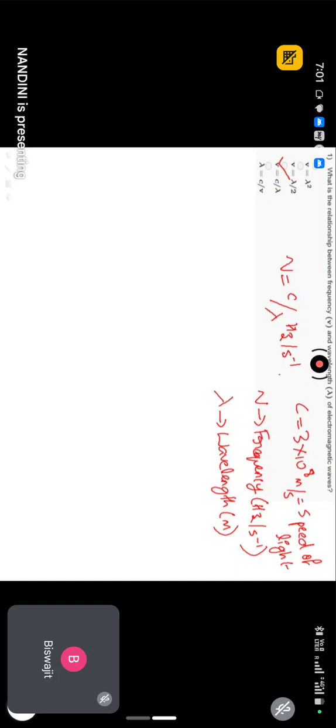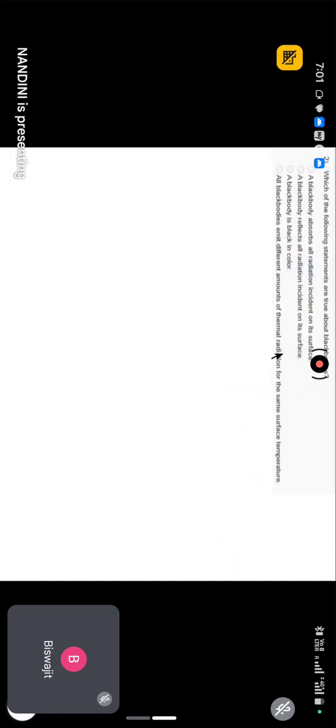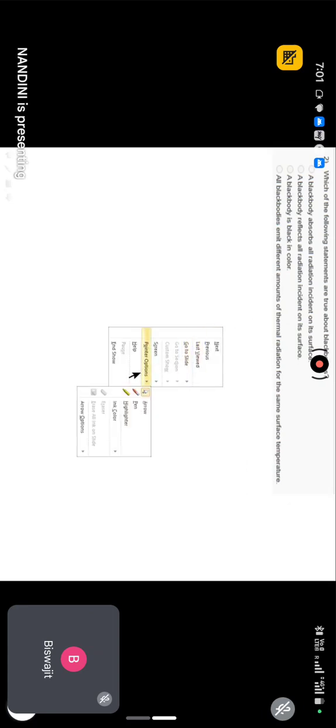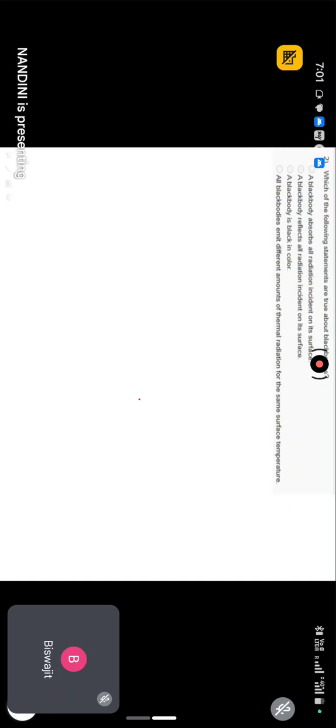Now, which of the following statements are true about black bodies? A black body absorbs all radiation incident on its surface. A black body reflects all radiation incident on its surface. A black body is black in color. All black bodies emit different amount of thermal radiation for the same surface temperature. Which one is correct? First one. So the black body absorbs all radiation incident on its surface.